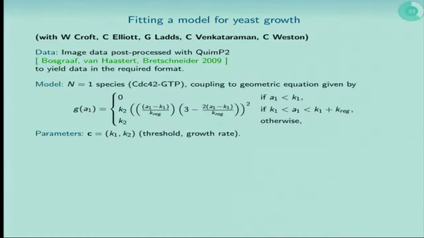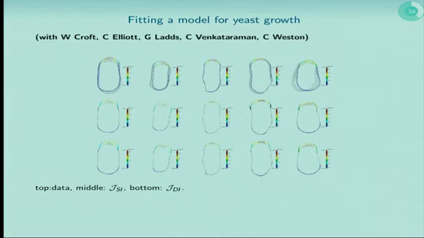So we got these data, and the image data have been post-processed with TIL software to get data in the required format. And then we've got one species, I mentioned, the CDC42, and this is then the coupling term that we proposed. Then we propose to try to identify these two coefficients here. One is the threshold. So apparently the CDC42 has to be beyond a certain threshold to initiate the growth. And then there's a certain growth rate here, this kappa 2. The higher the kappa 2, the faster the growth. So identifying these two parameters, that's what we did.